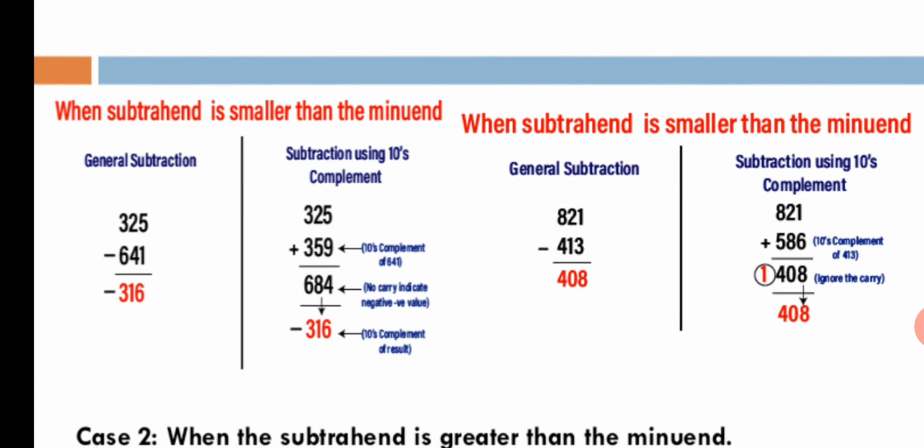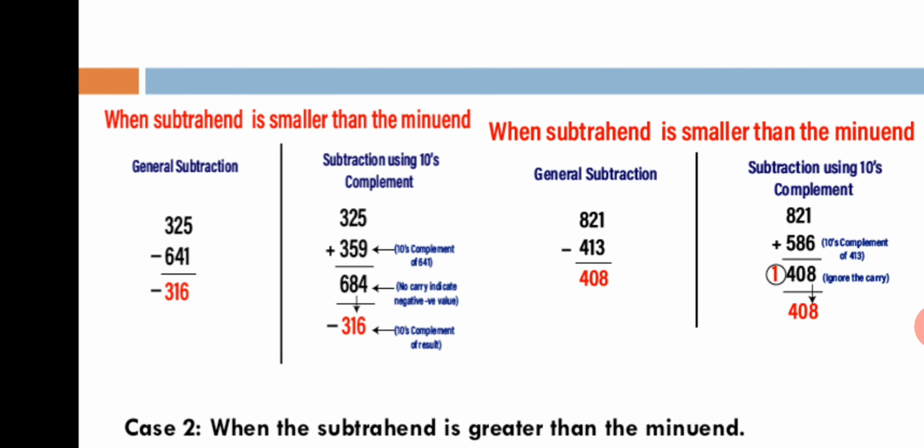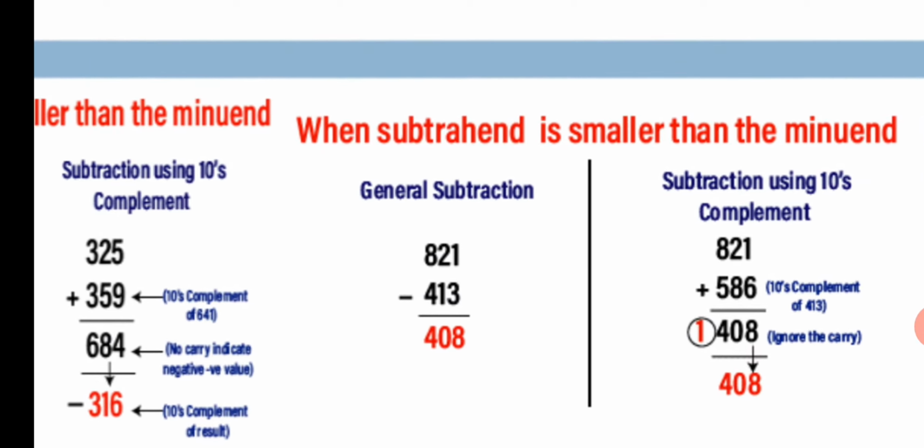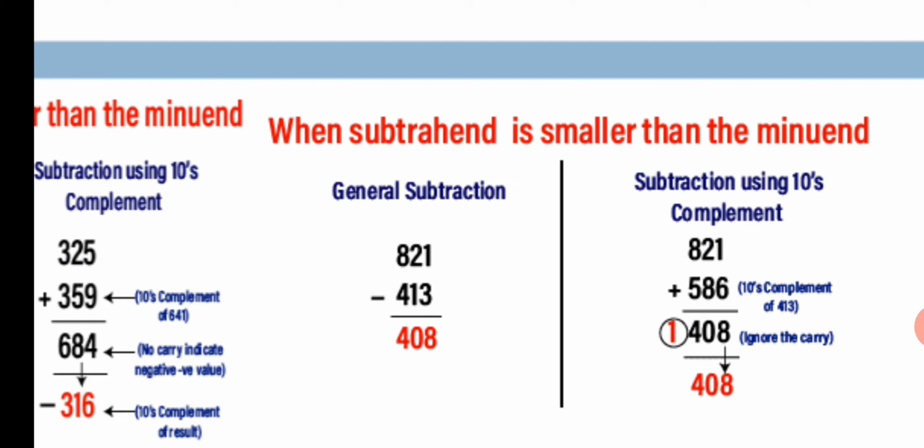The second concept is when subtrahend is small. There is actually a spelling mistake. When subtrahend is greater than minuend in the left hand side. In the right hand side, when the subtrahend is smaller than minuend. Fine. So here the general subtraction you can see 821 minus 413. What is the answer you are going to get? You are going to get the value as 408.